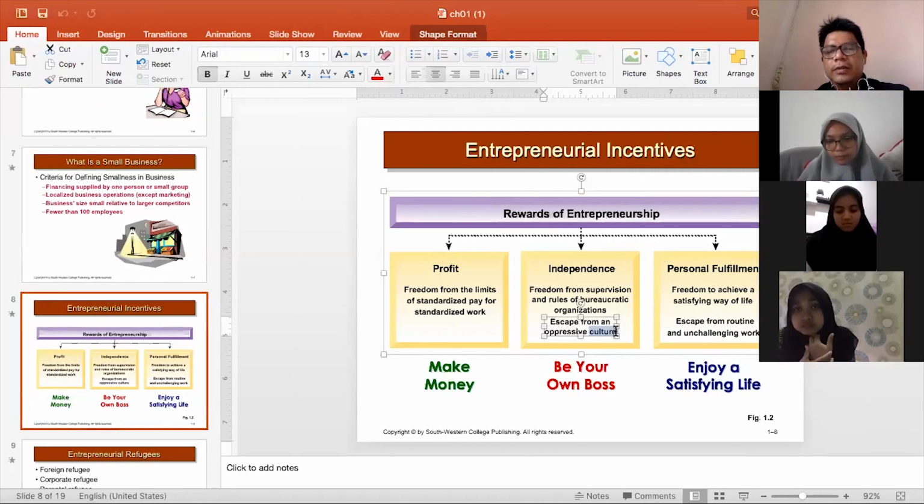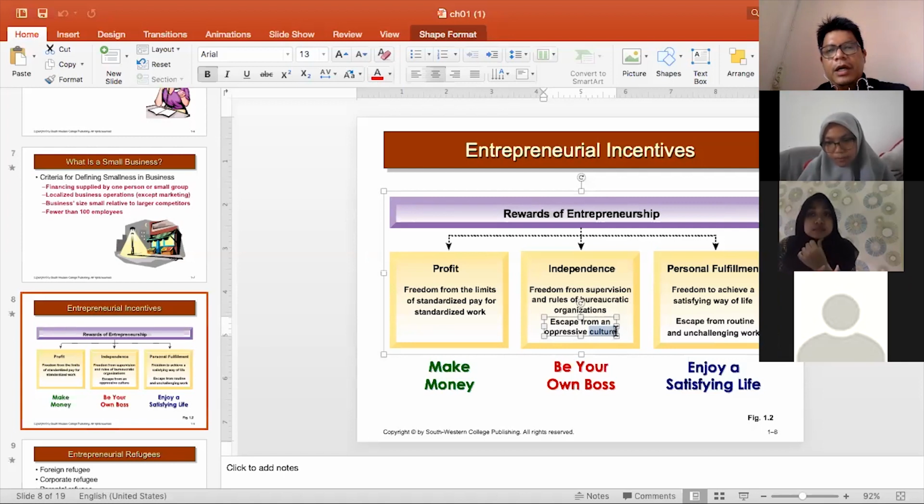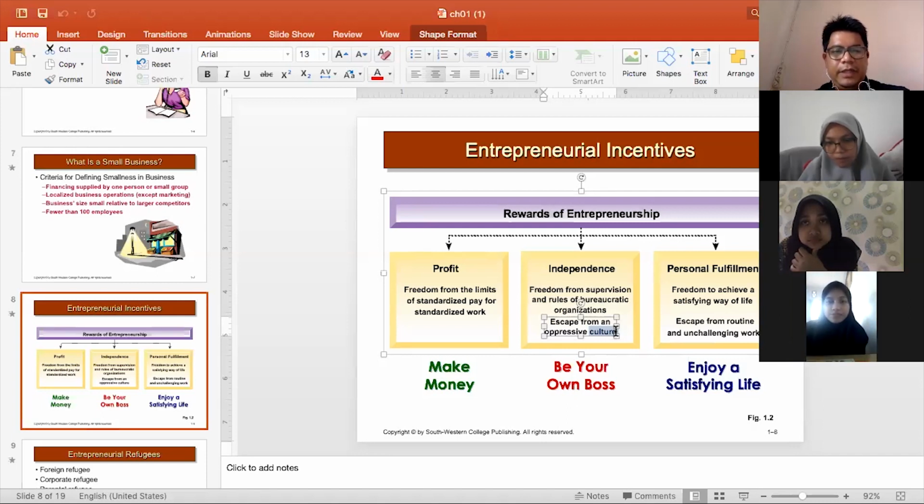The third one is personal fulfillment. It's about enjoying a satisfying life. You can enjoy your life. Personal fulfillment: freedom to achieve a satisfying way of life, escape from routine and unchallenging work. It means you escape from your routine and unchallenging work.